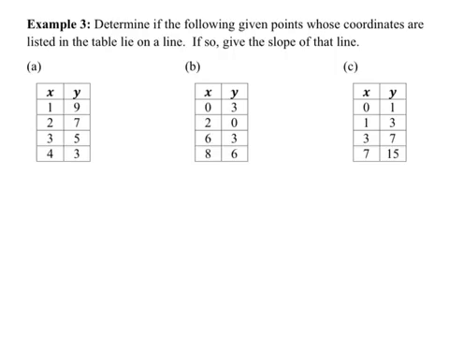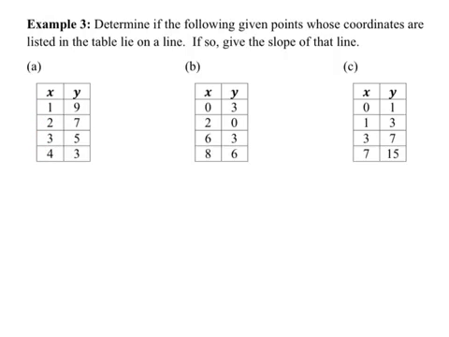Example 3 says, determine if the following given points whose coordinates are listed in the table lie on a line. If so, give the slope of that line. So it's a little interesting to look at this one. You can graph this and see if it makes a line, but we can analyze it mathematically. We'll see that the change in x here is 1. All right, every one of these changes in x is 1.